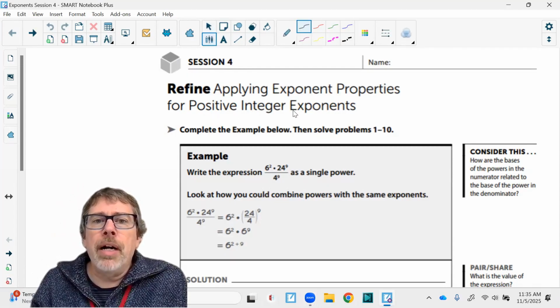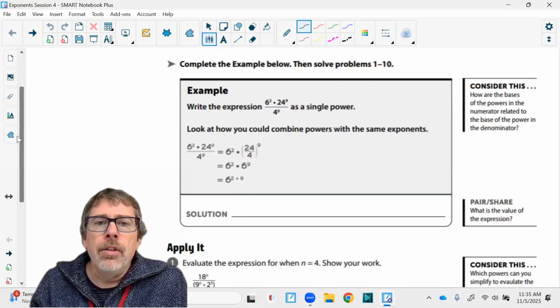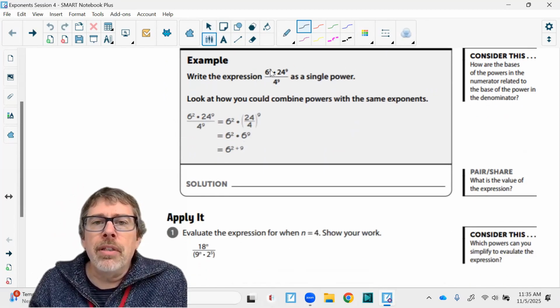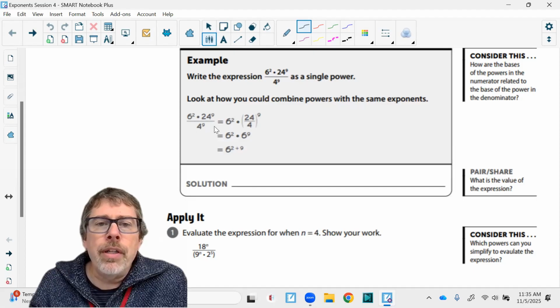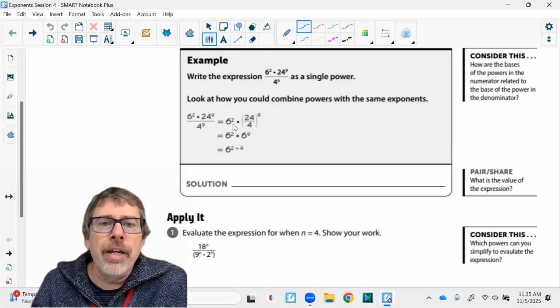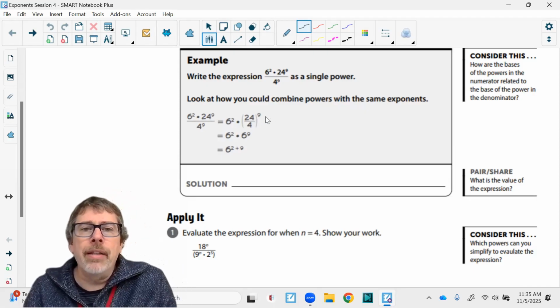Applying exponent properties for positive integer exponents, complete the examples below, then solve 1 through 10. If I look at the example, it says write this expression, 6 squared times 24 to the ninth divided by 4 to the ninth, as a single power. So look at how you could combine powers with the same exponents. We have 24 to the ninth and 4 to the ninth, so we break those away from 6 squared. Since 6 squared is in the numerator, think of it as over 1, and that can just be an integer 6 squared. Then we take the 24 and the 4, the two bases with the same exponent, and put them inside their own parentheses.